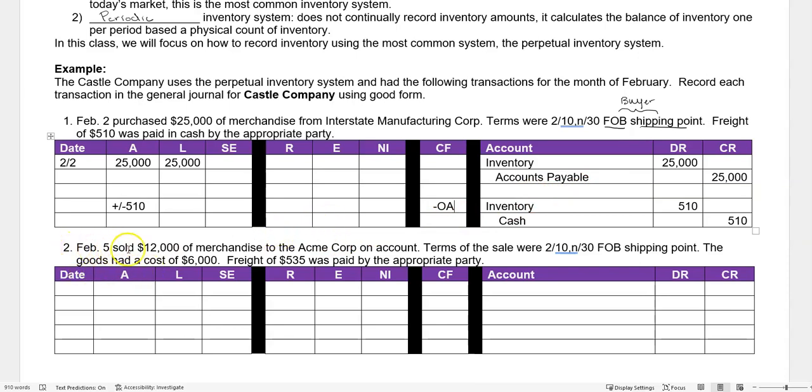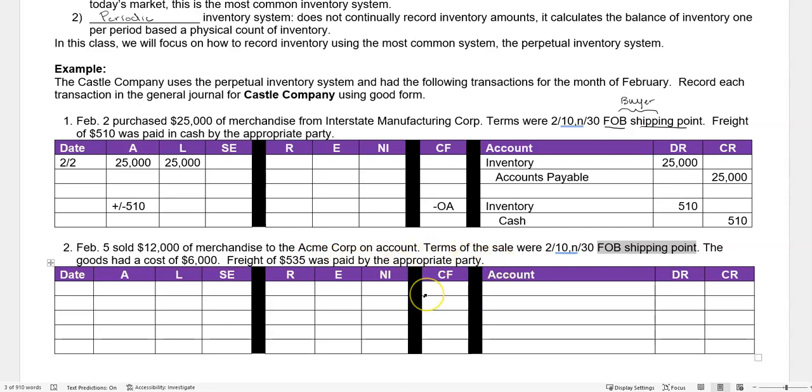All right, February 5th, we sold $12,000 of merchandise to Acme Company on account. So here, Castle Company is selling goods, so therefore we're the seller. Terms of sale were 2/10, n/30, so that tells us that we sold on account. Even though it says on account there, when we see the terms, we know it's on account. FOB shipping point. The goods had a cost of $6,000. Freight of $535 was paid by the appropriate party.